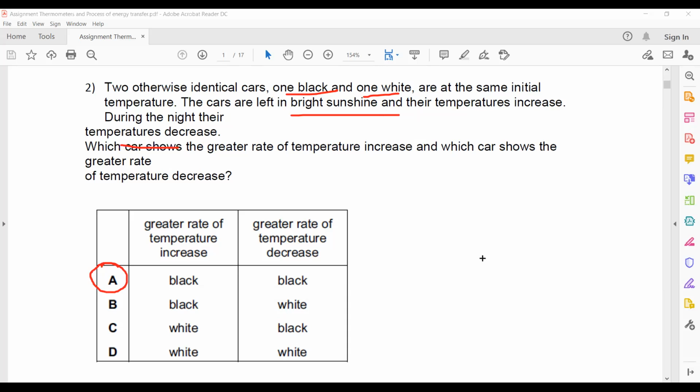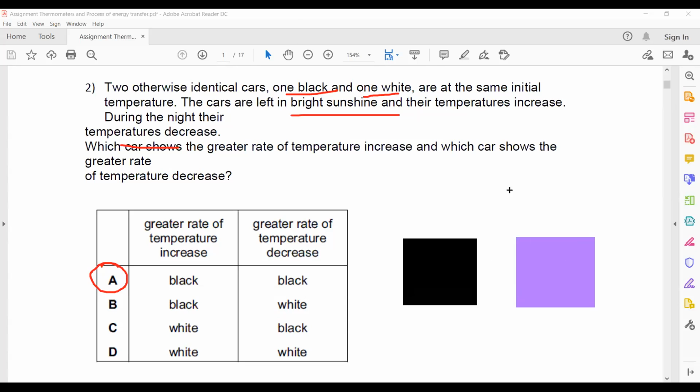Say you have a black car and you have a white car. I cannot draw white here, so I'm using another color.